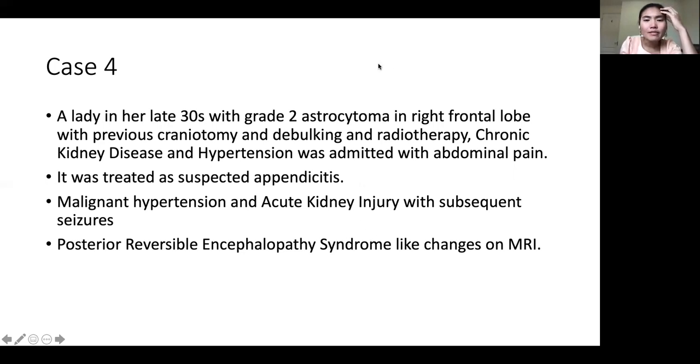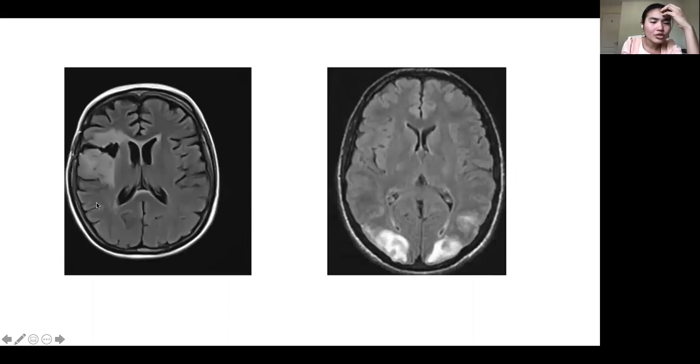So we thought, okay, she had appendicitis. Unfortunately, her hypertension was uncontrolled during the admission. With malignant hypertension, you can have a condition called posterior reversible encephalopathy. That's why the patient had a lot more seizures. So that was the first explanation. That all can be explained by this brain tumor. So this is the PRES, the posterior reversible encephalopathy syndrome.